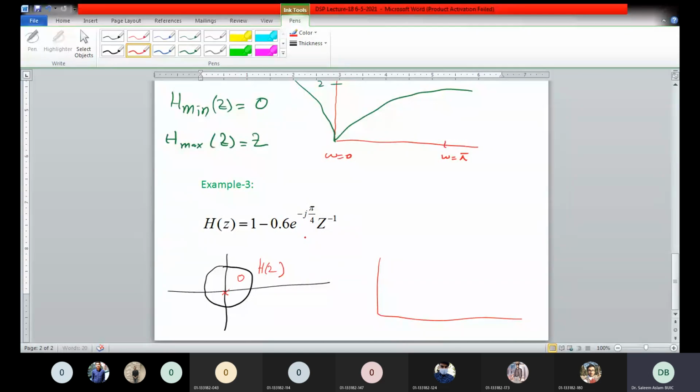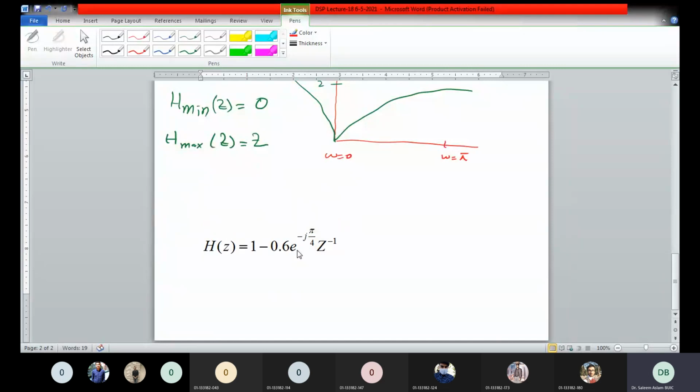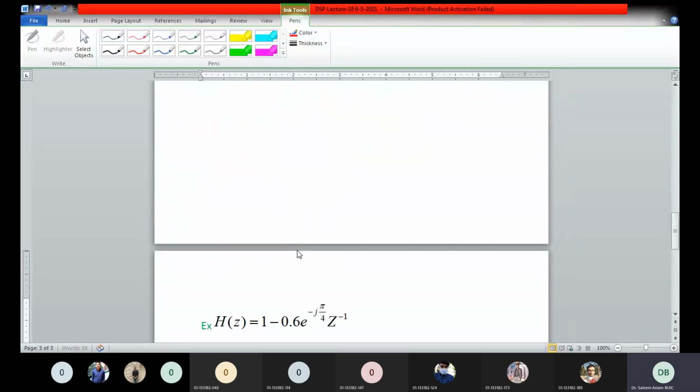Now, it's not 0.6. Let's bring it to the next page as well. Example 3.